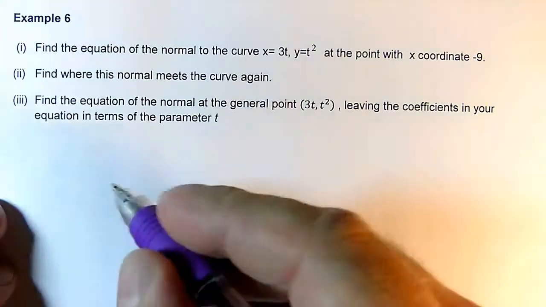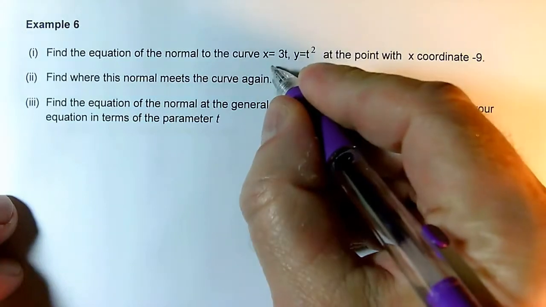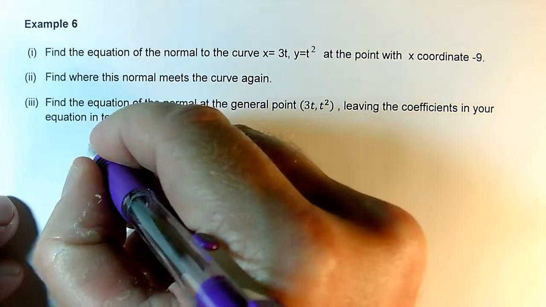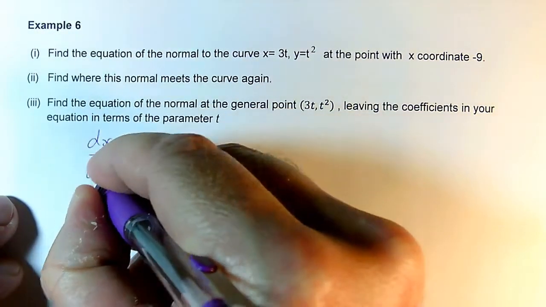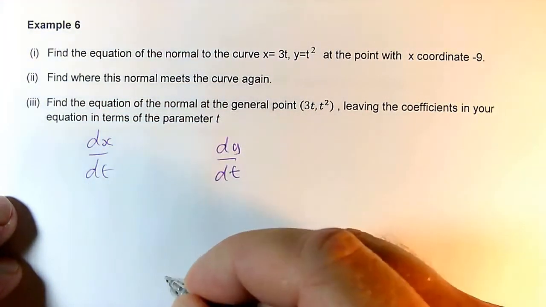Okay, we've got parametric differentiation again. So we're going to do the same as last time. We've got x in terms of t, y in terms of t, so we're going to get dx by dt, and we're going to get dy by dt, and then we're going to combine them to get dy by dx.